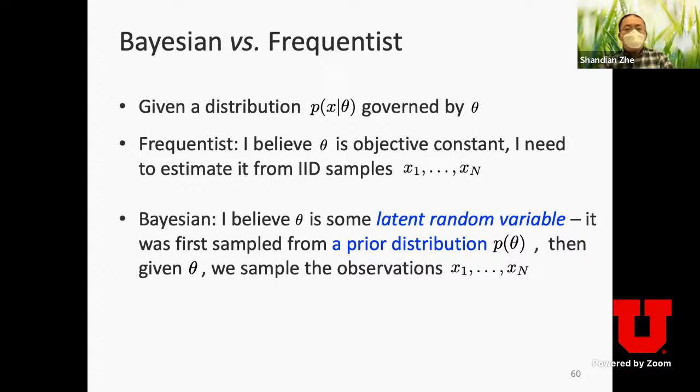Again, when we talk about the difference between Bayesian and frequentist, we consider a general likelihood or distribution P of X given theta, governed by some model parameter theta. From the frequentist point of view, theta is an objective constant that I need to estimate from IID samples X1 to Xn. For Bayesian, we believe theta is a latent random variable, also sampled from some prior distribution, and then given theta, we sample the observations X1 to Xn.